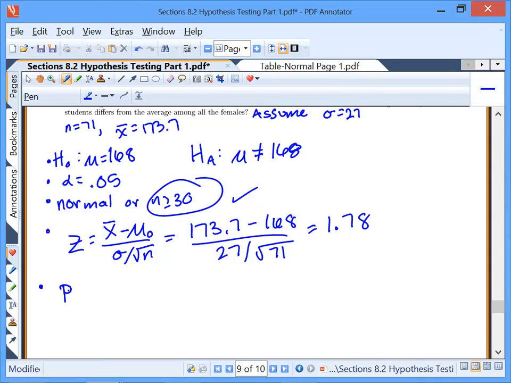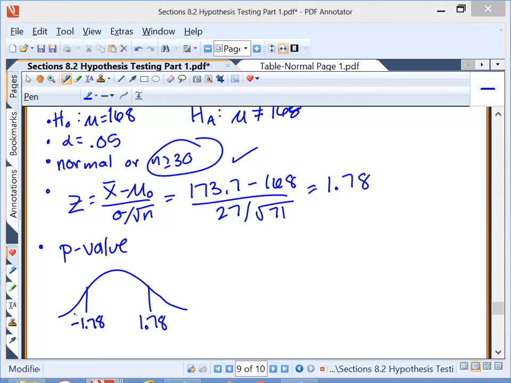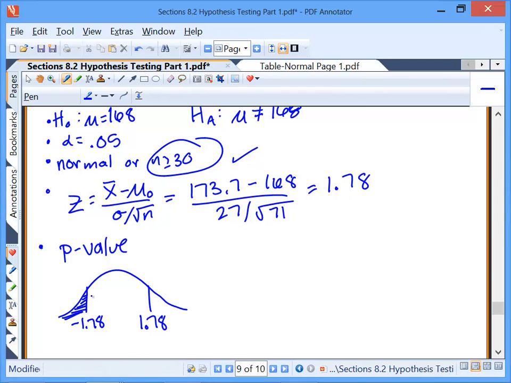I need my p-value. And remember, we said that the p-value is always going to be the area in the tail, that we're just going to remember as the area in the tail instead of trying to memorize formulas. Well, I got a positive 1.78. But what tail am I interested in? My alternative hypothesis is mu is not equal to 168. So which tail am I interested in? Both tails. So for both tails, what number would I put down here? Negative 1.78. And I want the area in both tails. My p-value is the area in both tails.